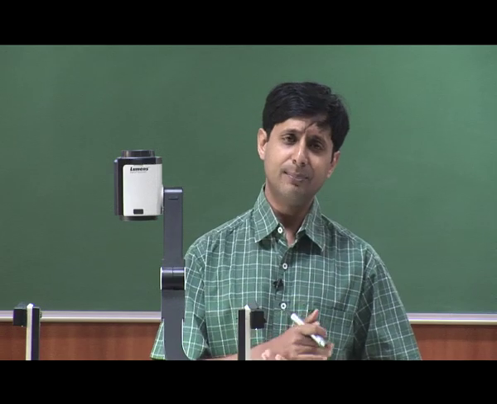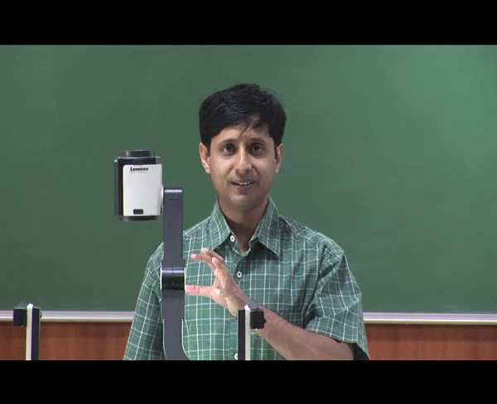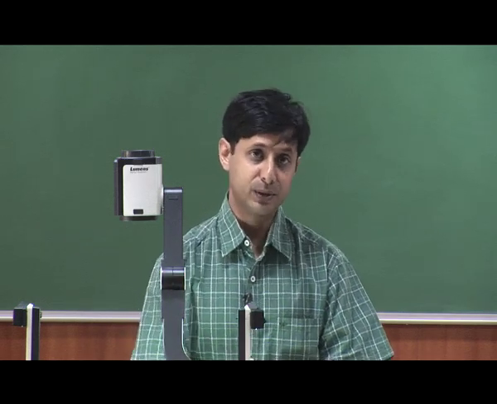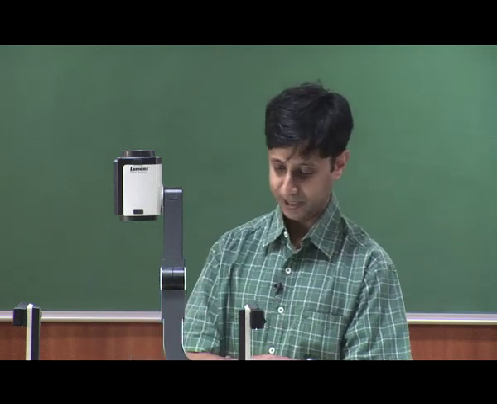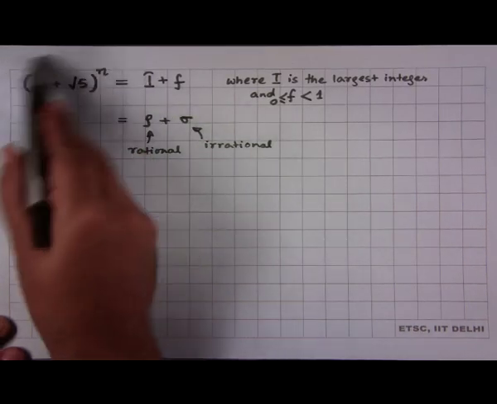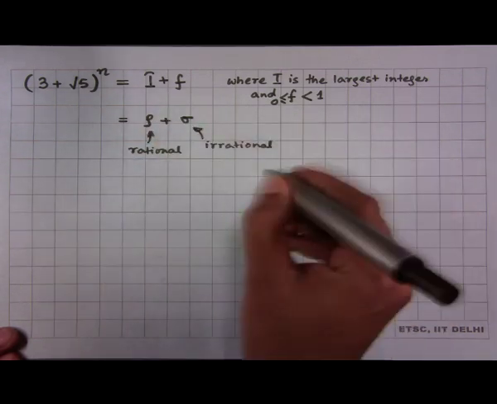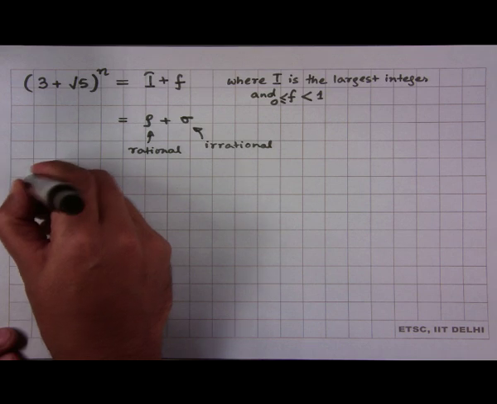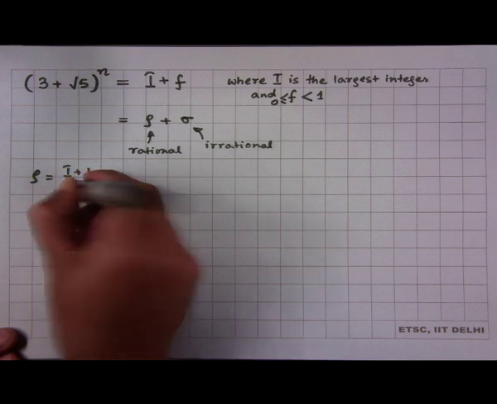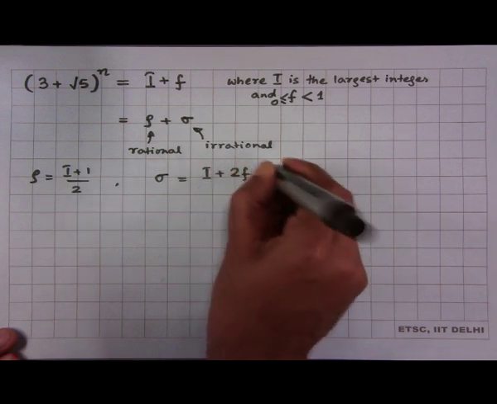But in (3 plus root 5) whole power n, you are going to break it up into pieces. There are going to be integer pieces, and then there are going to be pieces which are going to be factors of root 5. So, if you have got root 5 in it, then that is the irrational part. Okay. So, here he is declaring that rho is the rational part of (3 plus root 5) whole power n, sigma is the irrational part of (3 plus root 5) whole power n. He wants you to show that rho is equal to (I plus 1) by 2 and sigma is equal to (I plus 2f minus 1) by 2.